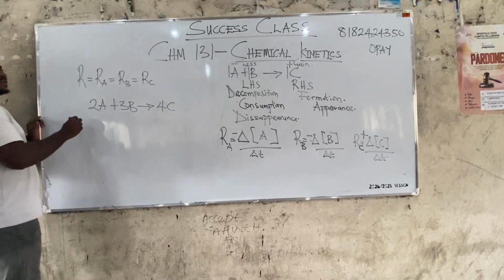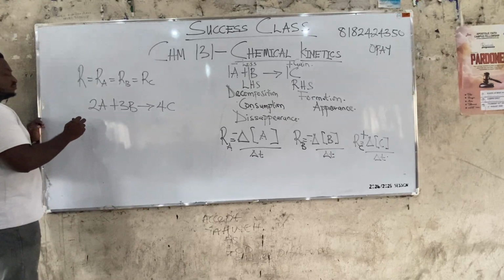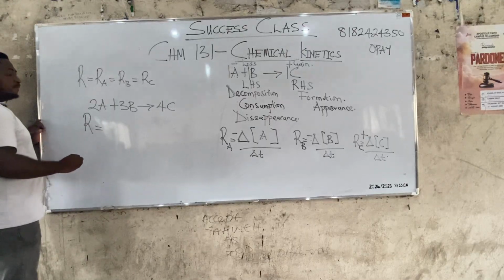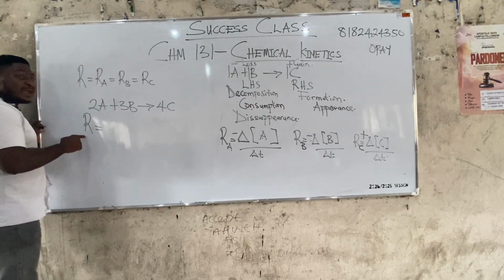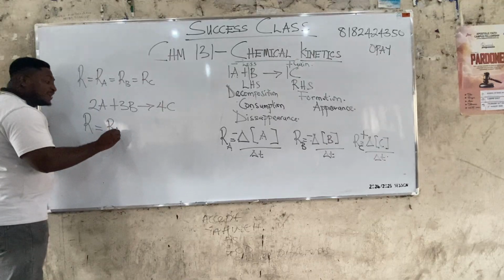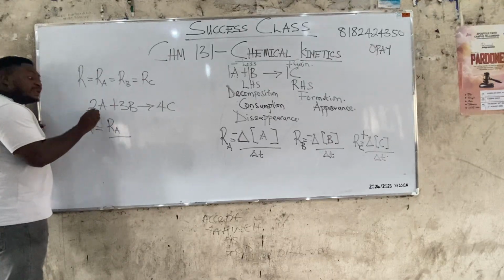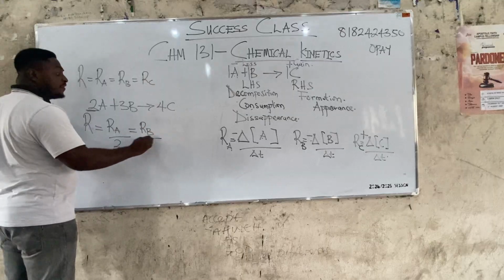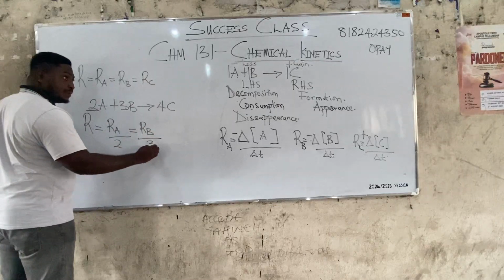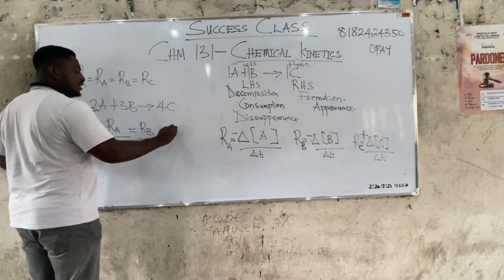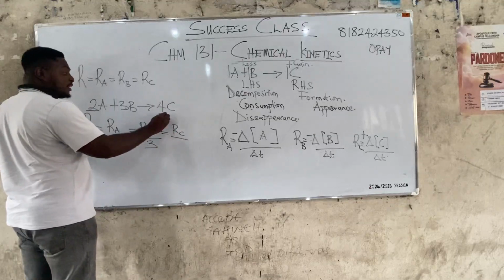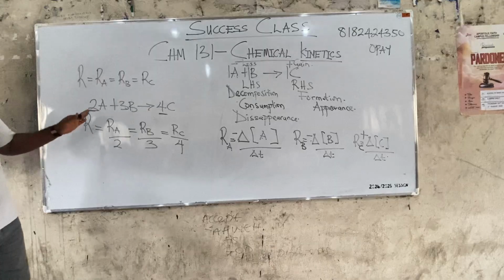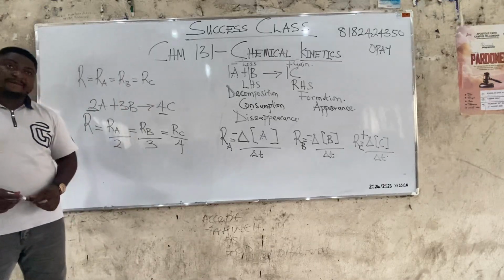Class, if you have to look for the overall rate of the chemical reaction, it is going to be RA divided by the stoichiometric coefficient of A in the reaction, 2. Or RB divided by the stoichiometric coefficient of B in the reaction. Or RC divided by the what? Stoichiometric coefficient of C in the reaction. Class, this is what now applies when they have different number of what? Moles.